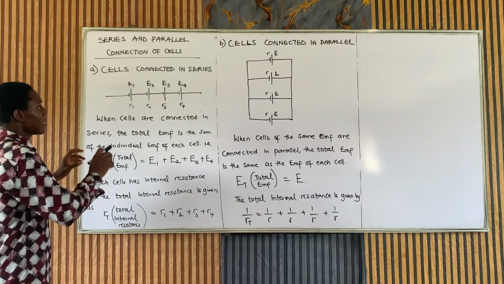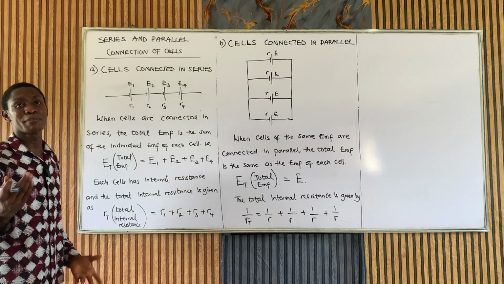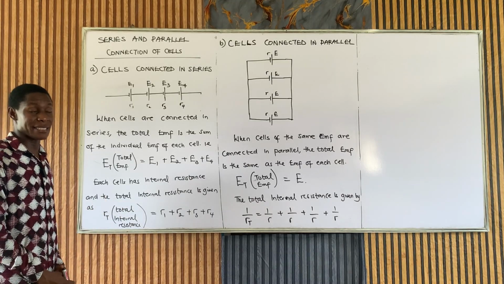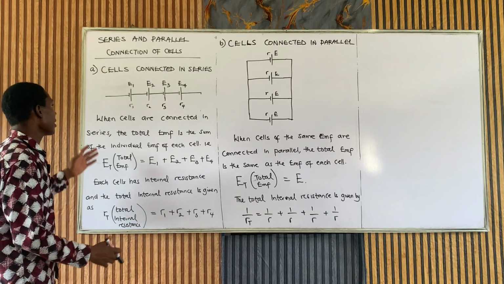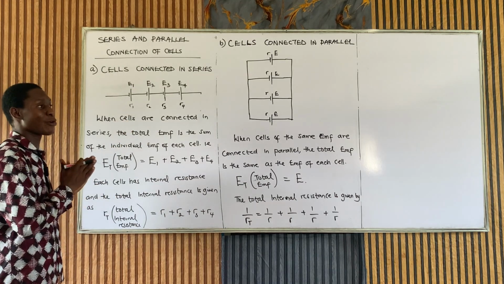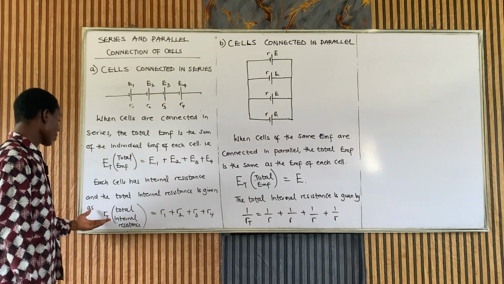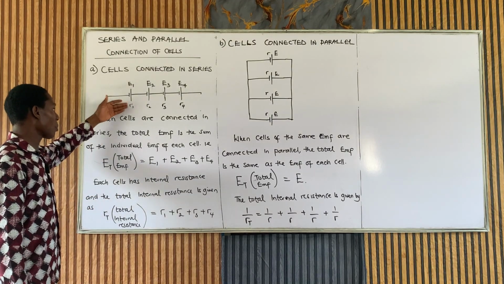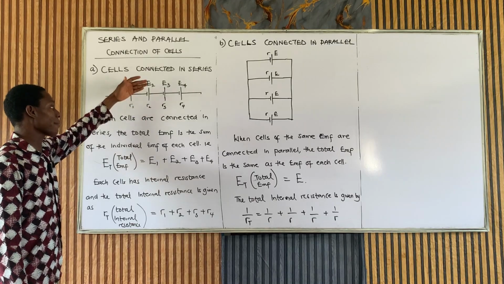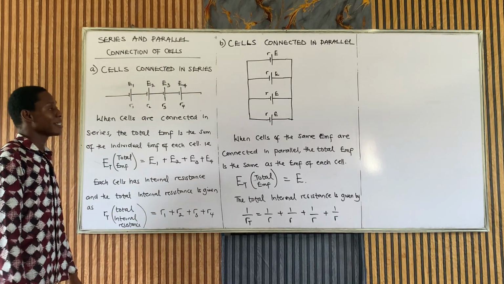Understand that each cell has its own internal resistance, and that's due to the material with which the cells are made. So any cell has its internal resistance. The total internal resistance also will be the sum of the individual resistance of each cell. And so total internal resistance will be the internal resistance of the first cell plus the internal resistance of the second cell plus the internal resistance of the third cell plus the internal resistance of the fourth cell. And that's what we have here.